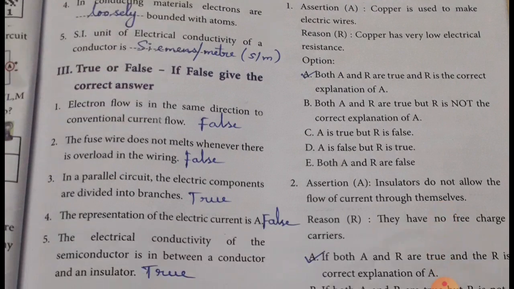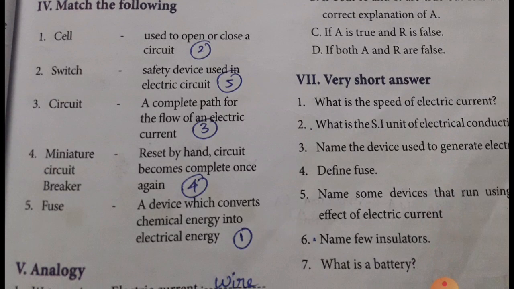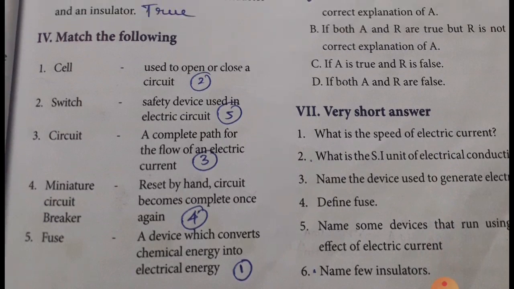And concentrate on the true or false, children. See the match the following. Cell, a device which converts chemical energy into electrical energy. Second one, switch, used to open or close a circuit. Third one, circuit, a complete path for the flow of an electric current. Fourth one, miniature circuit breaker, reset by hand, circuit becomes complete once again. And fifth one, fuse, a safety device used in the electric circuit.